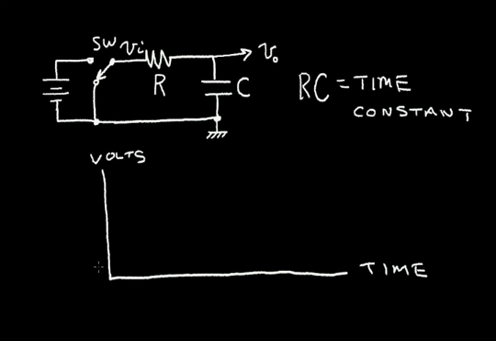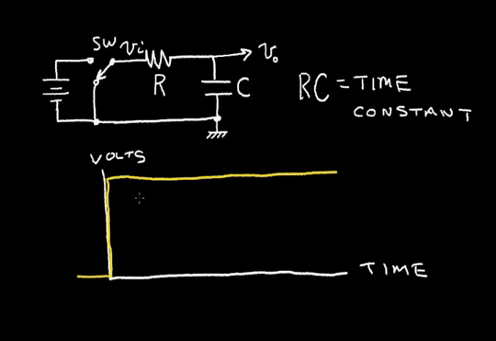So initially, before I throw the switch, the Vin, or the VI, is at 0. Let me change colors. So initially Vin is at 0. I throw the switch, and Vin changes abruptly to the battery voltage, and it remains at the battery voltage continuously. Let's examine what happens to the output voltage, VO.